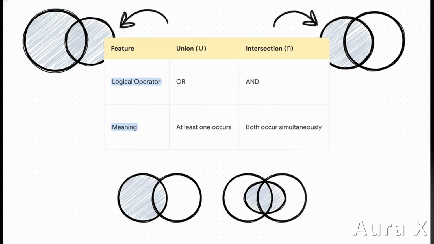So just to quickly lock in the terms we've been using, remember, union, with that U symbol, basically means or. It's the total area of all the circles combined. Intersection, the upside down U, means and. It's only that specific overlapping part where both things are happening at the same time.